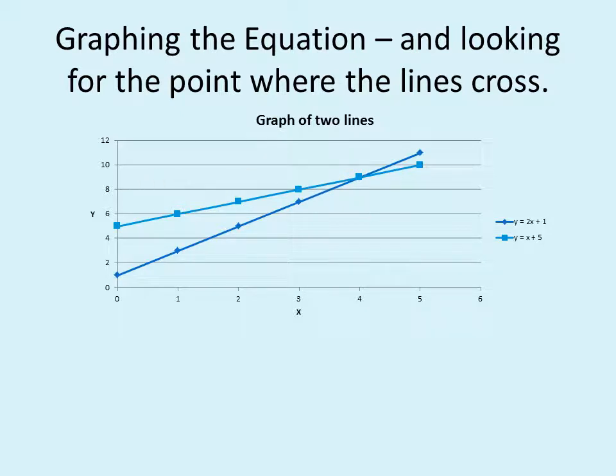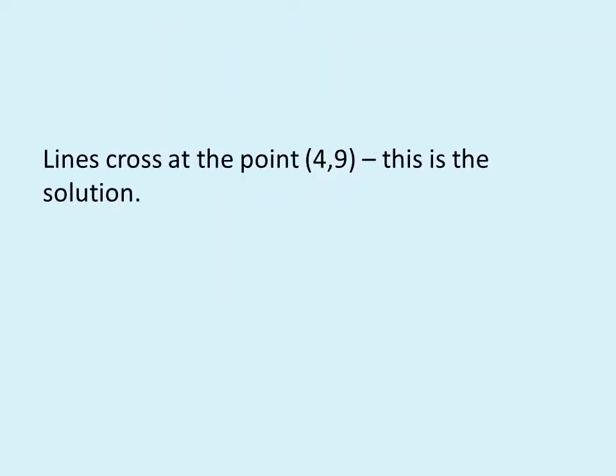X is 4, Y is 9. When we talk about points, remembering we put the X value first, so it'll be 4, 9. So this becomes our solution. The lines cross at the point 4, 9.